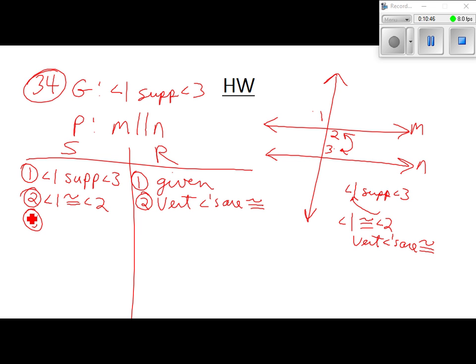Now what can we say? Two and 3 are supplementary. Okay, we can plug in angle 2 right here. Angle 2 is supplementary to angle 3. What did we use there to go from these two statements to this new statement? Substitution. That's all you got to write over here. Substitution property.